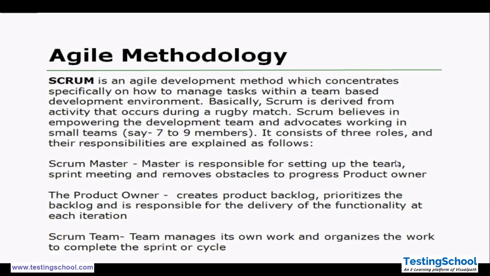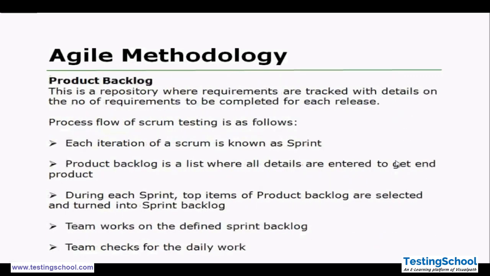The Scrum team includes the development team, the testing team, and the DBA team. So all the team is included in a particular Scrum team. In a Scrum, we have three main characters: the Scrum Master, the Product Owner, and the Scrum team. As seen in the chart, we have the product backlog.